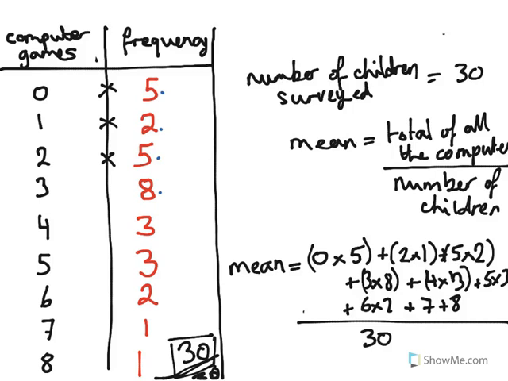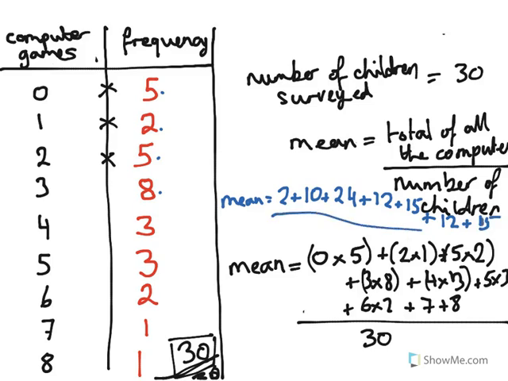0, and I'm going to write it up here instead in blue. The mean will end up being 0 times 5 is 0, so we don't need to bother about that anymore. 2 1s are 2, plus 5 2s, 10, plus 3 8s, 8, 16, 24, plus 4 3s, 12, plus 5 3s, 15, plus 6 2s, 12, plus 7 plus 8 is 15. So we've now got one much shorter string of numbers, and we divide all of that by 30.